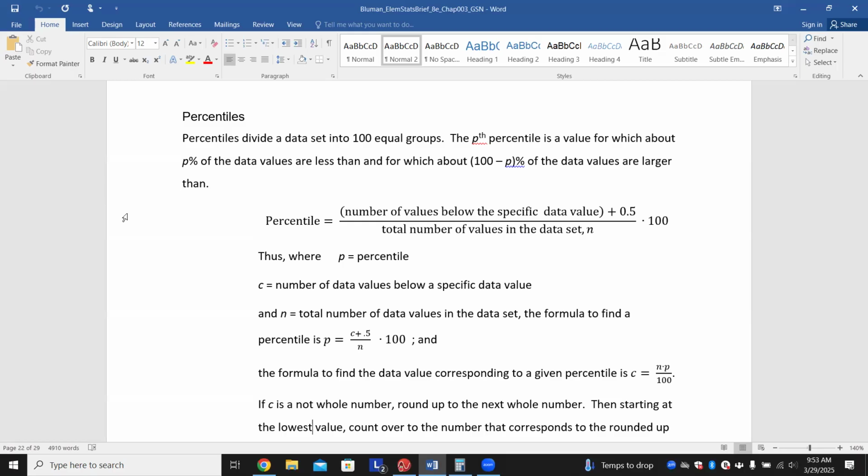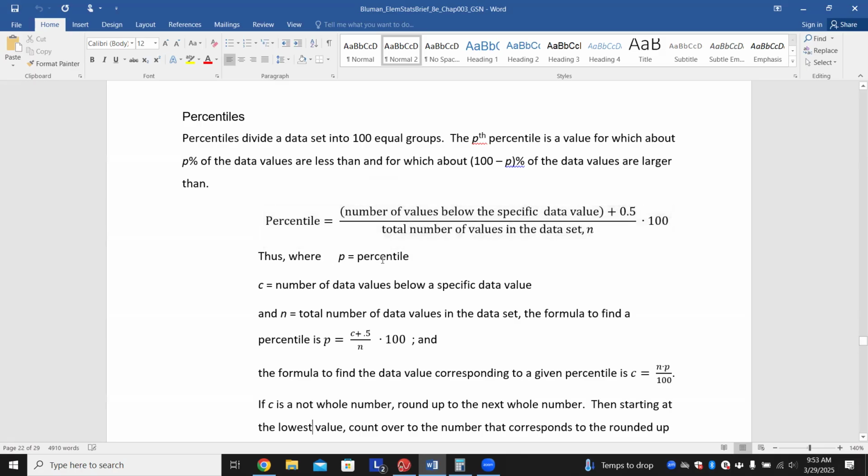Percentile is simply the number of values below the specific data value plus 0.5, divided by the total number of values in the data set n, times 100. So if you had a set of numbers and you're trying to figure out what percentile a value is, you would count how many numbers are below it, add 0.5, which kind of helps with the data, divide that by n, and then multiply that by 100.